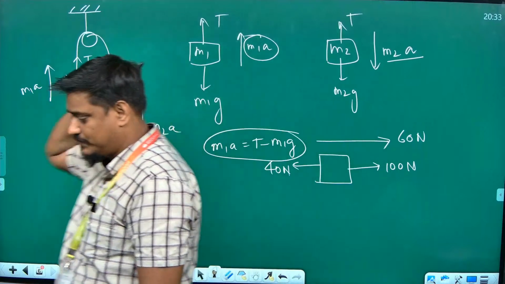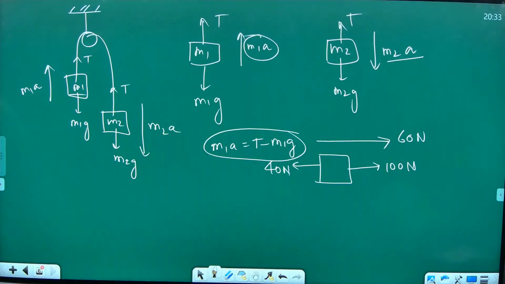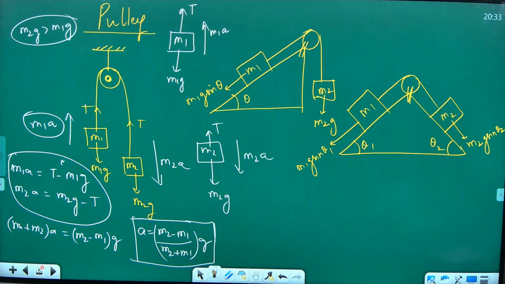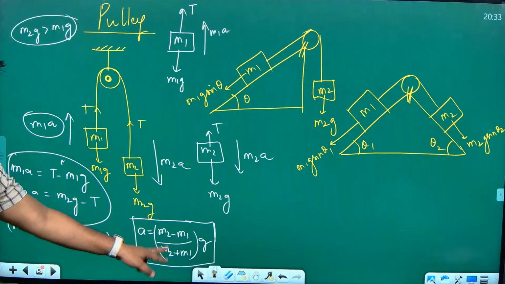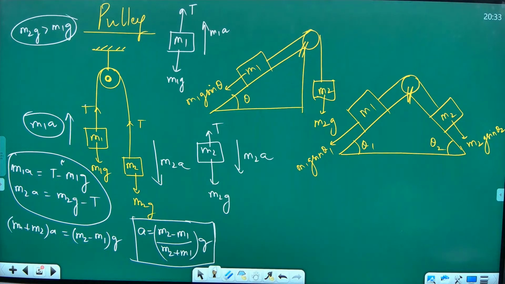Is it clear? Yes, sir. Now I understand. Okay, thank you. So if you have understood this, yes. So from here, a became equal to (m2 minus m1) by (m2 plus m1) into g, isn't it? Yes, sir. Okay. Thank you, sir.